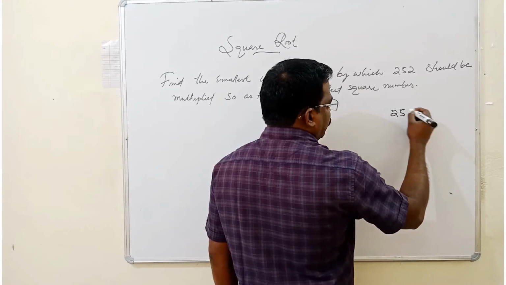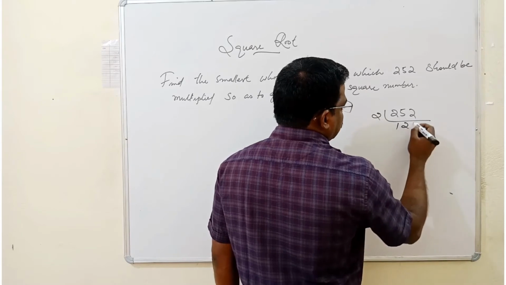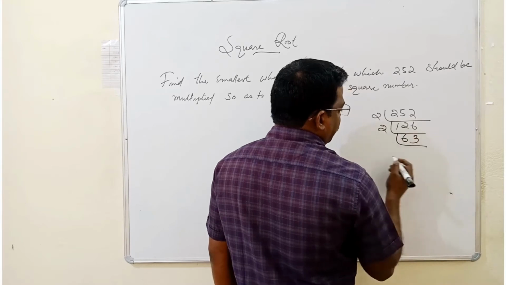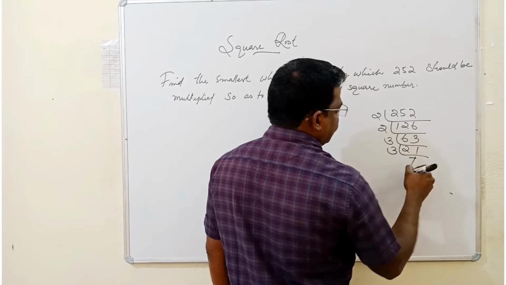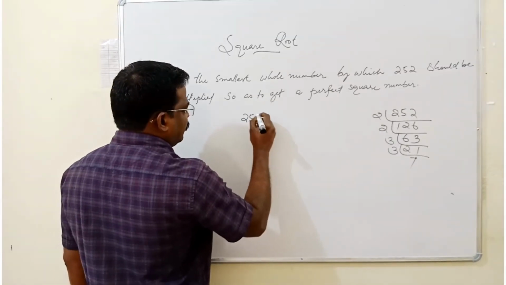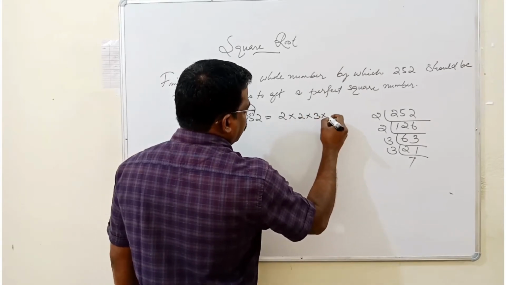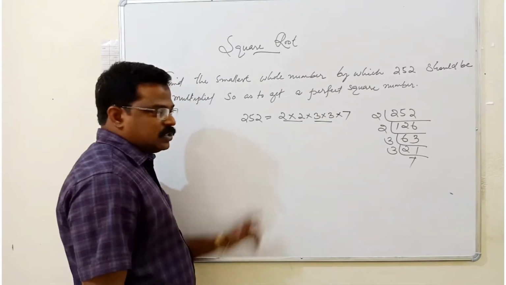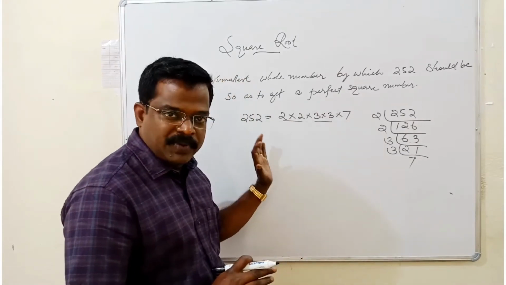So 252, factorizing with 2: 1, 2 2s are 4, 6, 12, then with 2, 6, 3. Then with 3, 2, 1. Then again with 3, 7. So again we cannot factorize. So these are the factors. 252 equals 2 into 2 into 3 into 3 into 7. Here we can make pairs. We got a pair of 2s, a pair of 3s, but 7 is alone. So that is why it is not a perfect square.